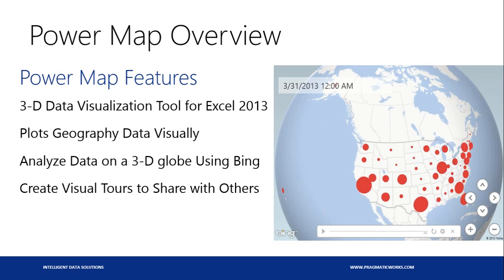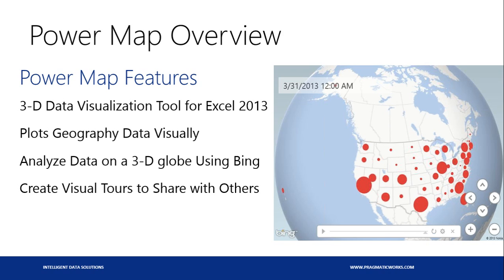Now, basically what we're doing here with Power Map is taking the geographical fields that we have in our data and plotting them on a map, and we're visually showing those geographical data points. It analyzes on a 3D globe and it uses Bing, so that tells you that you do need a connection to the internet to be able to do anything inside Power Map. Assuming you have an internet connection, it uses Bing Maps to visualize and plot out the data that you have in a data set.